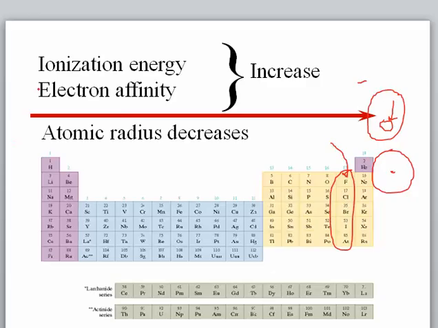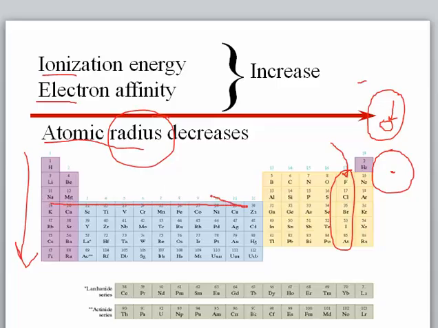So your ionization energy and your electron affinity all increase as your atomic radius decreases going across the periodic table. Remember, it's that radius that you focus on when you're going down the periodic table, and it's that nuclear charge that you focus on when you're going across.